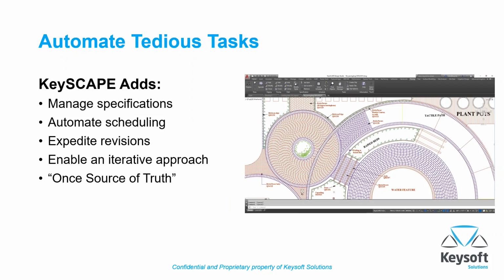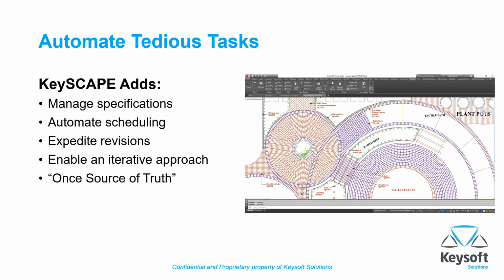In KeySCAPE, we have some automation tools that really speed up that process. So managing specifications, using smart objects that contain the specification data in them, things like plant material or paving areas, for example. Those things can generate automatic schedules or automatic cost estimates. The ability to quickly address revisions globally across the drawing. So if for example, one piece of plant material is not available at the nursery, or you discover it's not suitable for that environment, you can just globally swap those out, including the symbol or the size or the spacing or the density of that object.